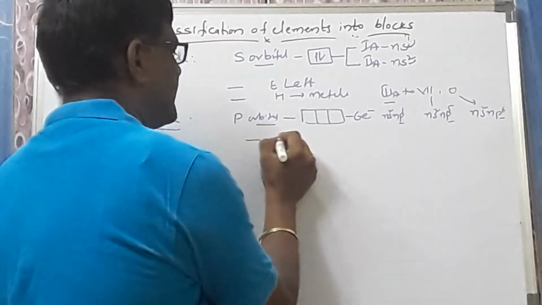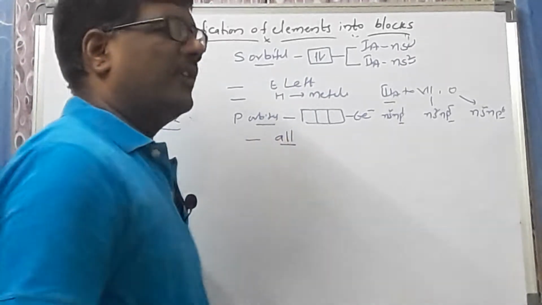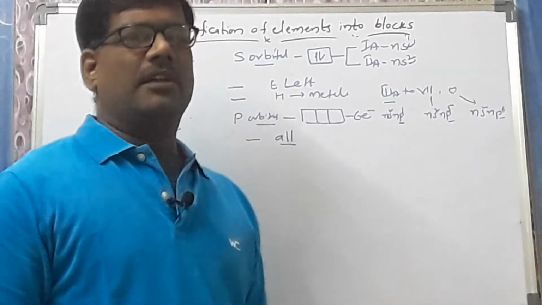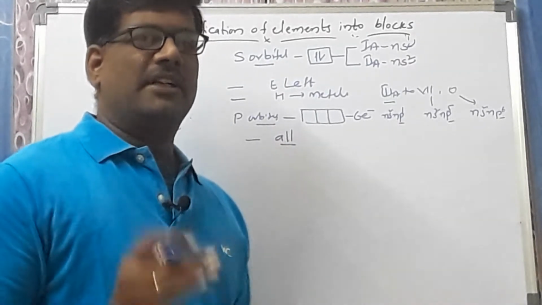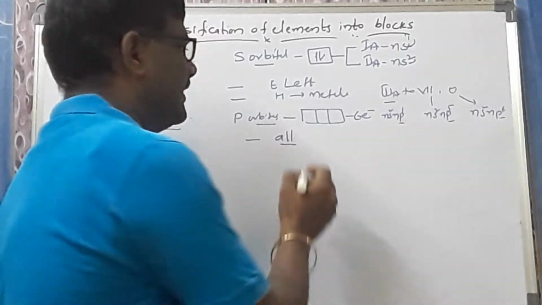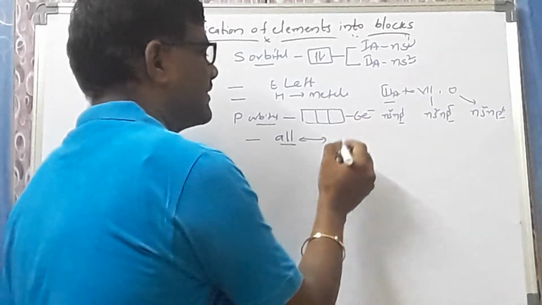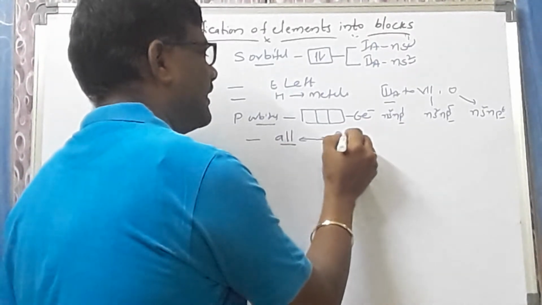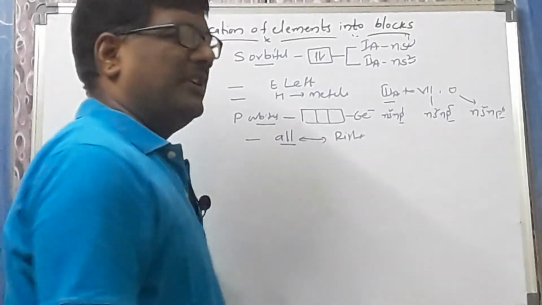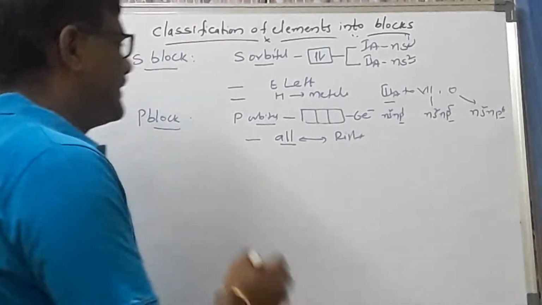P block elements consist of all types of elements. What is the meaning of all types? They consist of metals, non-metals and metalloids. Where are they present? These 6 groups are present at the extreme right side of the periodic table.